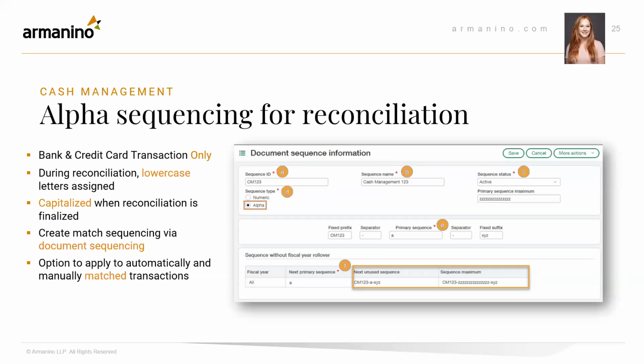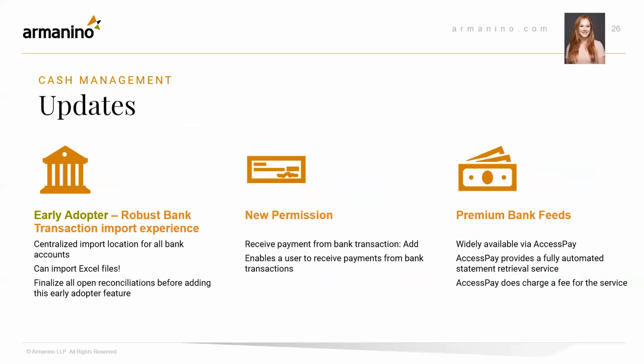It does require a little bit of initial setup, so you can determine if the match sequencing should apply to only automatically matched transactions or manually matched transactions. But you can also determine if you want it to match to partially matched transactions. So it does require some setup as far as how you want the match sequencing to work, but then it can be very helpful when you're doing your reconciliations. If we want to go ahead to the next slide.